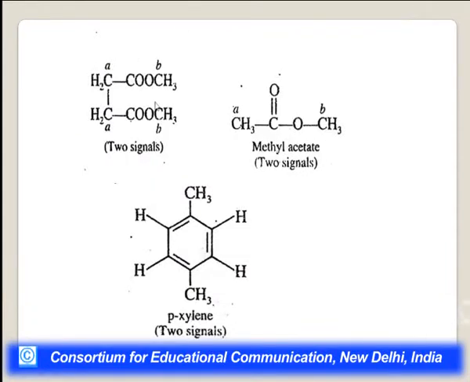Another molecule you can see over here: these 2 protons are in the same environment as these 2 protons, so it will give only one signal, and these protons will give one signal, since they are similar protons having the same environment at the adjacent position. Methyl acetate, 2 signals will be obtained. Paraxylene, 2 signals will be obtained. These methyl groups are in equivalent environment and these protons are in the same environment as each other. So this will give one NMR signal and these protons will give one NMR signal.